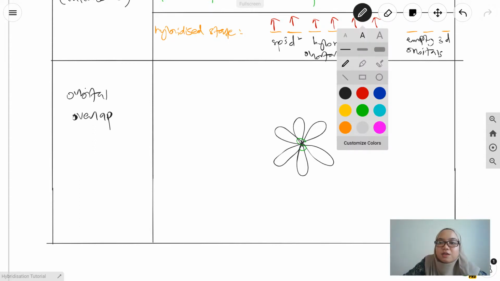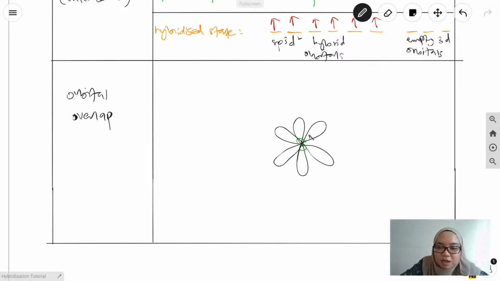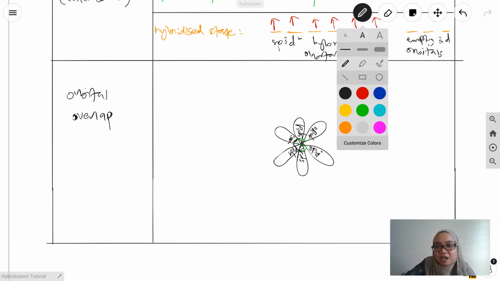Okay, and then we label each of these sp3d2, sp3d2, sp3d2, sp3d2. You must label all of these. Okay, so make sure you draw bigger. Don't draw like me, because I need to draw in very limited space, so I draw smaller.